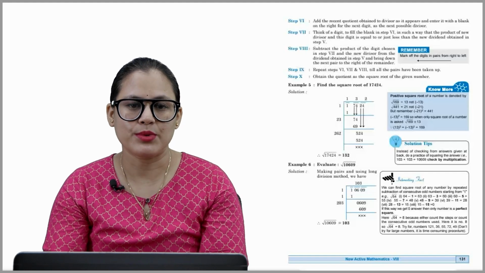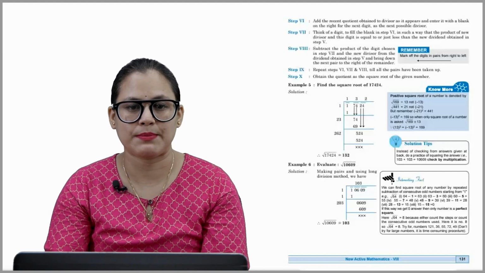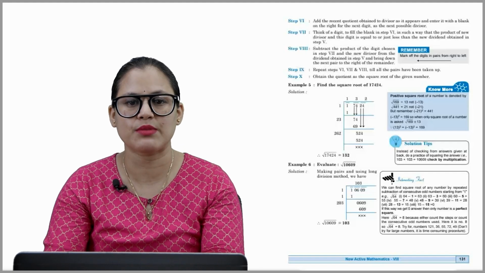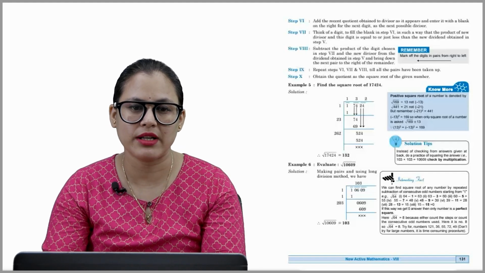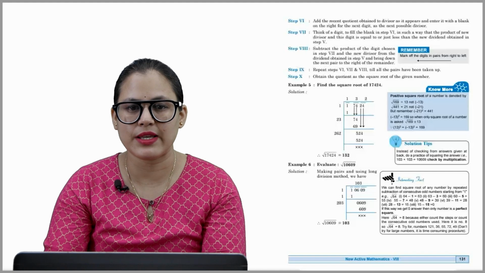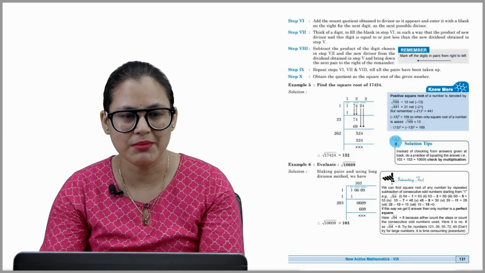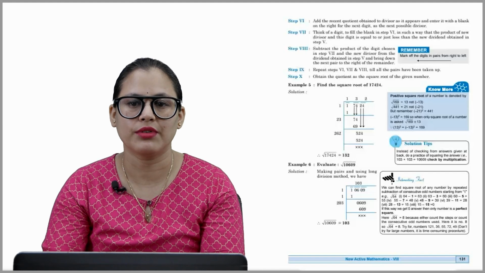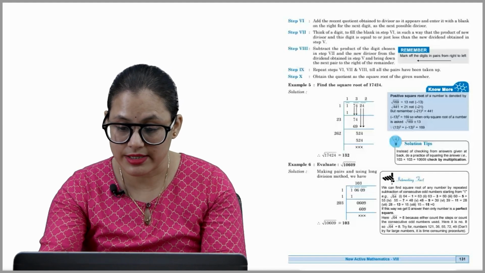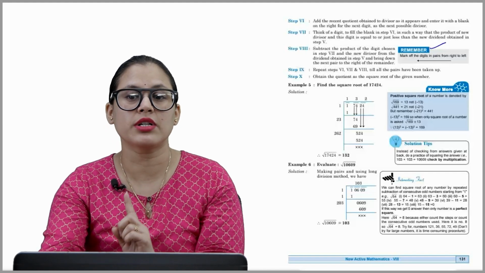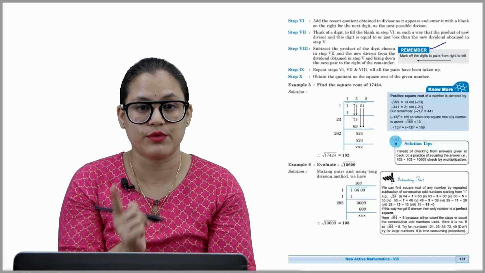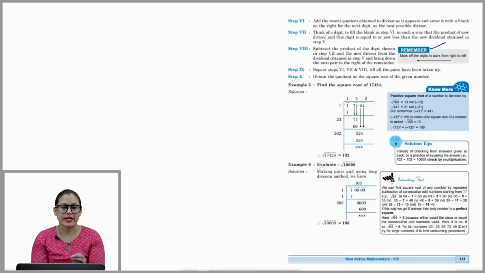Step 8. Subtract the product of the digit chosen in step 7 and the new divisor from the dividend obtained in step 5 and bring down the next pair to the right of the remainder. Step 9. Repeat steps 6, 7 and 8 till all the pairs have been taken up. And step 10. Obtain the quotient as the square root of the given number. Always remember, mark the digits in pairs from right to left, not from left to right. Is it clear? So, let's do example 5.